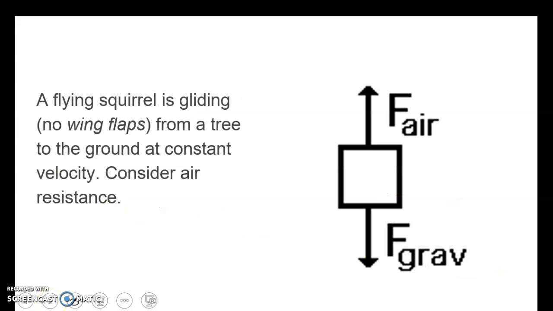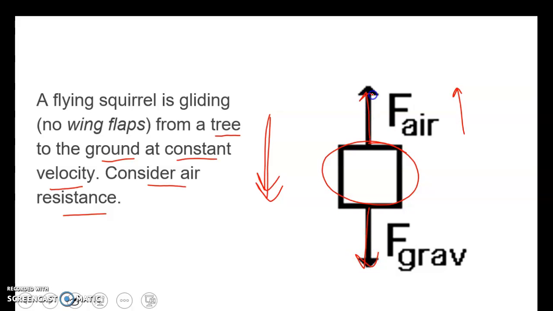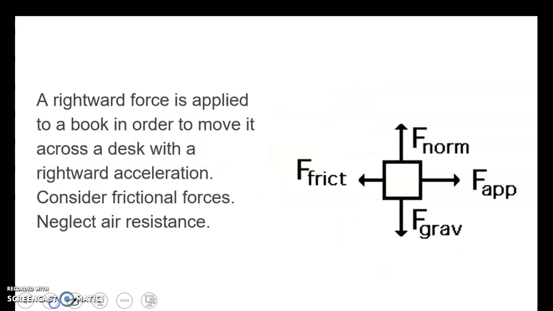A flying squirrel is gliding, no wing flaps, from a tree to the ground at constant velocity. Consider air resistance. The key here is constant velocity, tree to the ground, so we're going downward, right? But if it's constant velocity, our forces are balanced. We're considering air resistance. So if something's falling down, the air is pushing up. So here's our object. We've got gravity down, air up. But again, our arrows are the same length because we're at a constant velocity.